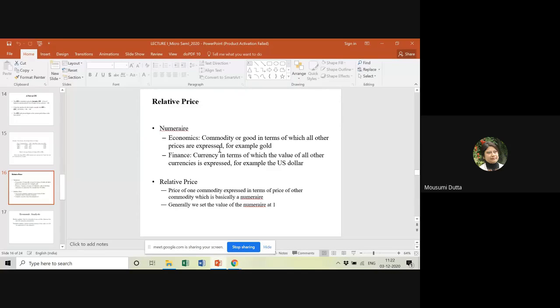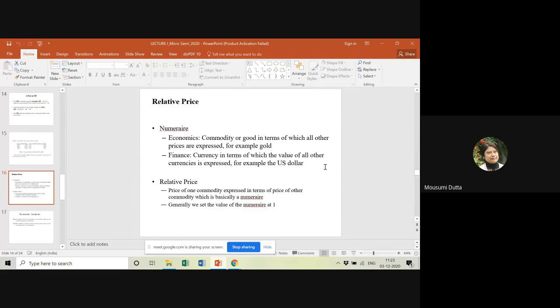It is the general feature: if the gold price increases, there will be a change in the prices of each and everything. However, to understand things better, nowadays we put more emphasis on the exchange rate. So we generally use the financial definition here: the currency in terms of which the value of all other currencies is expressed, for example, the US dollar.